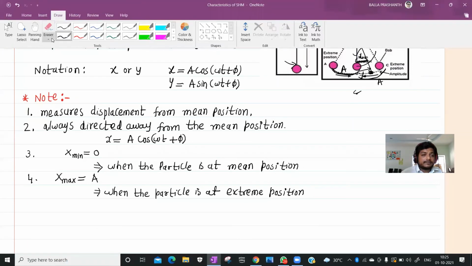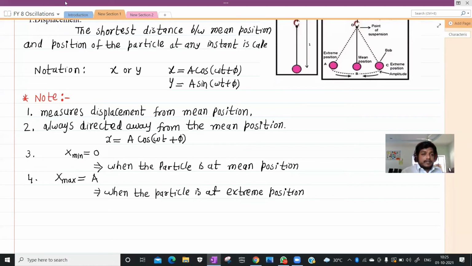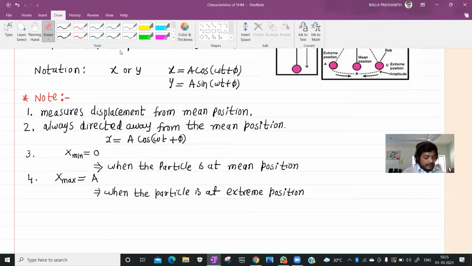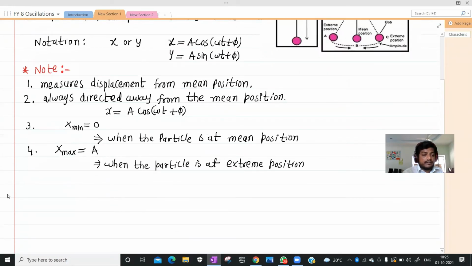Understood, sir. Very good. This is the displacement. Any doubt about the displacement? No, sir. Right. Next characteristic is amplitude.